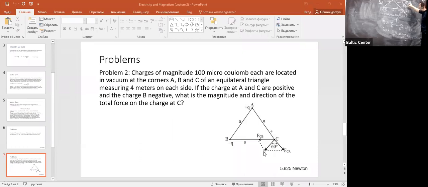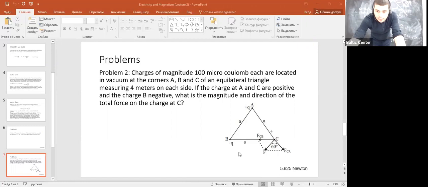First of all, you should find this angle. This one is a triangle, right? So 60 plus 60 plus alpha is equal to 180. It means 120 plus alpha is equal to 180. Alpha is 60 degrees. Here is also 60 degrees. It means that F is also equal to 5.62 newtons. The answer is 5.62 newtons.